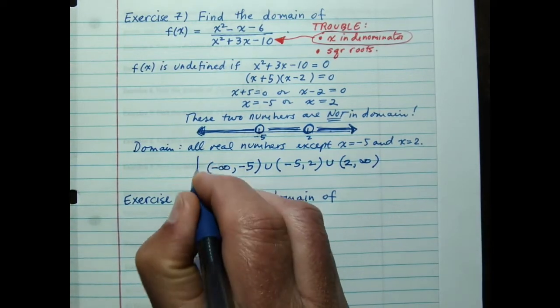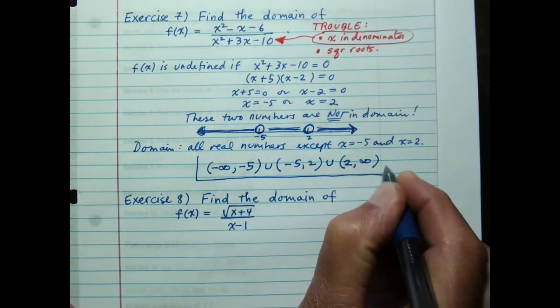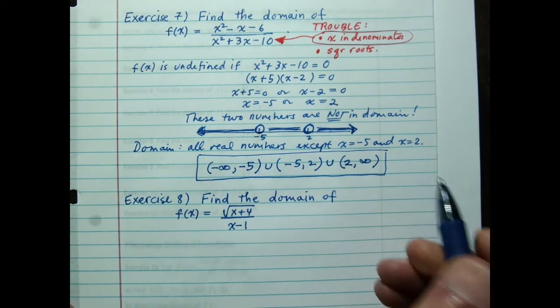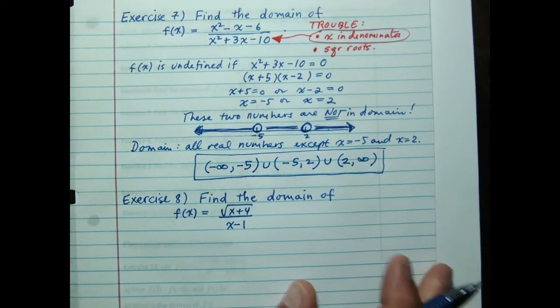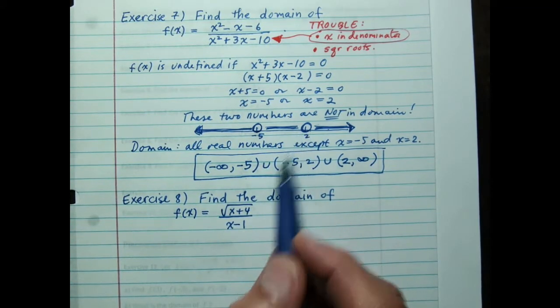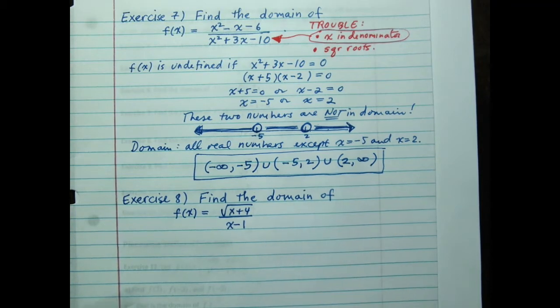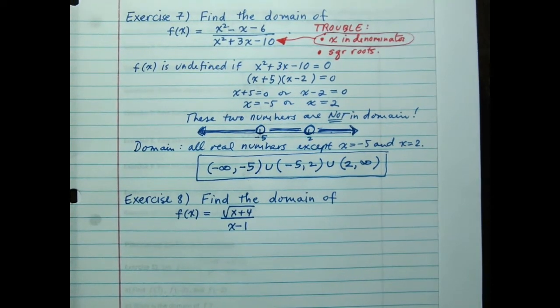So there's the mess of interval notation to express this fairly simple idea that we're just leaving out two numbers. But when you leave out those two numbers, you end up with three pieces, three intervals that form the domain of that function. So there's number 7. Okay, so number 8.